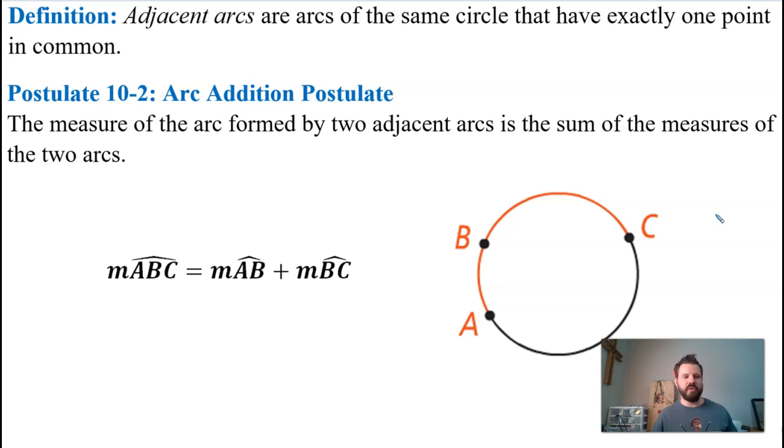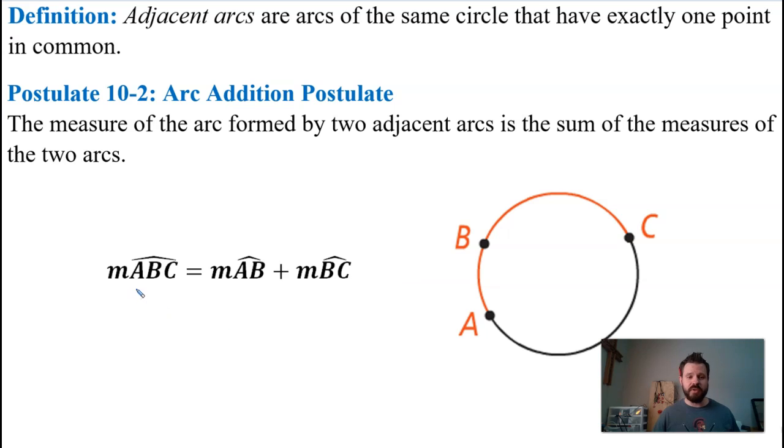And then one more thing real quick. We're going to talk about adjacent arcs. Those are just arcs of the same circle that have exactly 1 point in common. So in other words, arcs that are next to each other, a lot like adjacent angles. We could say that AB and BC are adjacent arcs. And then with that, we have the arc addition postulate. Just like the segment addition postulate or the angle addition postulate, it just means that I can add arcs together, add their measures together.